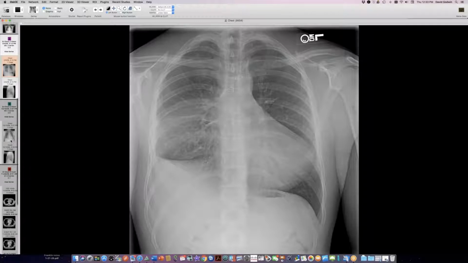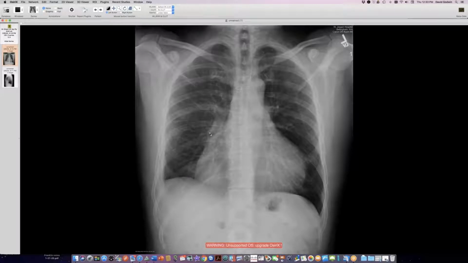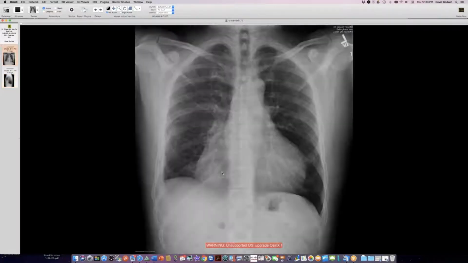So this takes us to 2009. And then more current imaging now shows a new mediastinal convexity down in this location. It's looking kind of like a pericardial cyst in that location. And on lateral, you can see that it's anterior and basal.